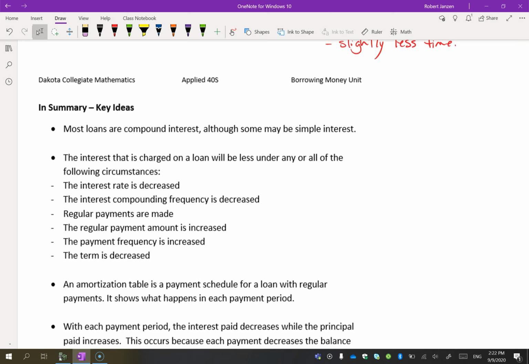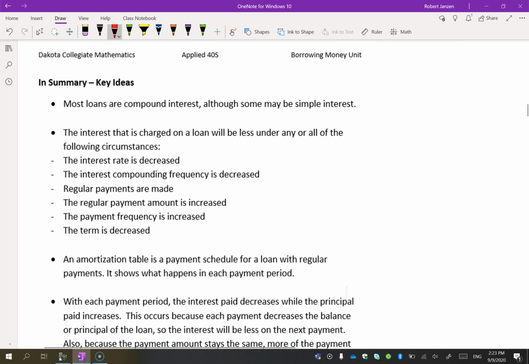Some key ideas. Most loans are compound interest. The interest that is charged on a loan will be less under any or all of the following circumstances. Okay, the lower the interest rate, the less it's going to be for the loan. The less frequent the compounding periods, the better. Regular payments are better. If you pay off more sooner, the loan will be less. Okay, all of these things will help you decrease the amount of the loan.